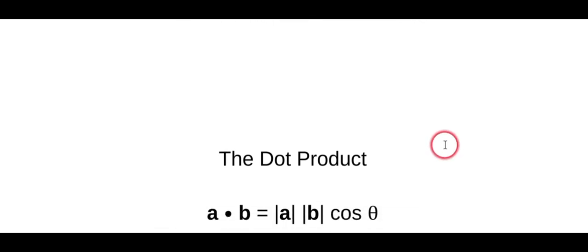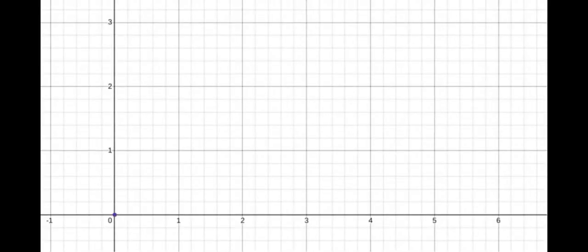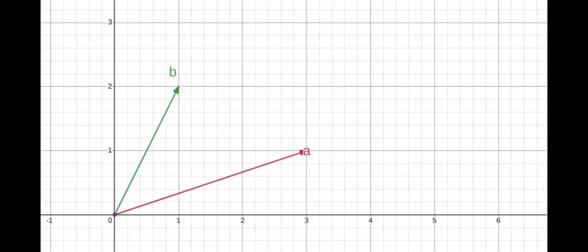The dot product. Where did this guy come from? Okay, so we got a vector A at 3, 1. We got a vector B at 1, 2. There's an angle between them we're going to call theta. Okay, so the dot product of B and A is actually the projection of B onto A.